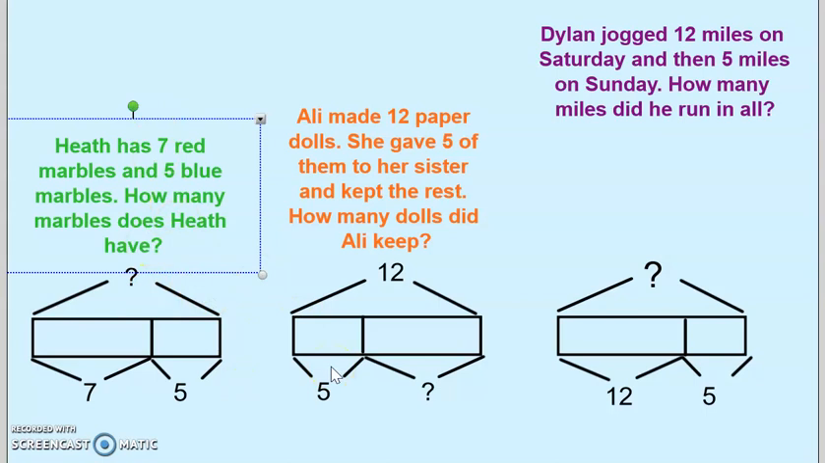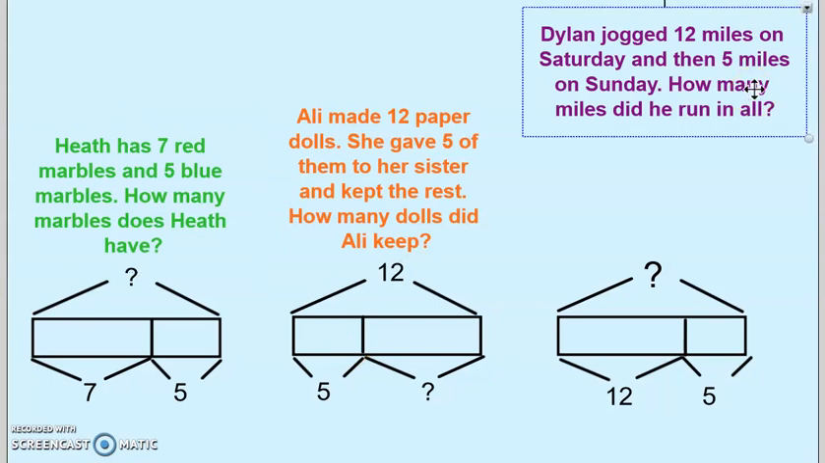Let's look at our third problem to make sure we've done it right. Dylan jogged 12 miles on Saturday and then 5 miles on Sunday. How many miles did he run in all? What are we looking for here? One of the parts or one of the totals?